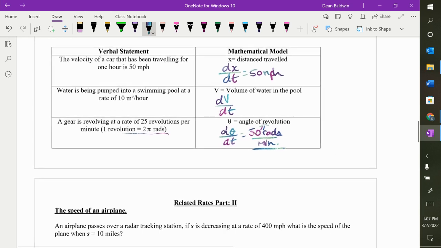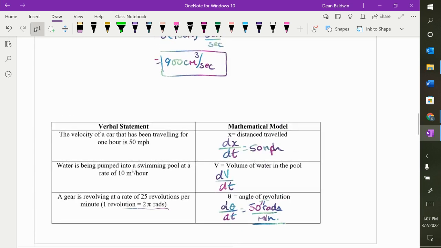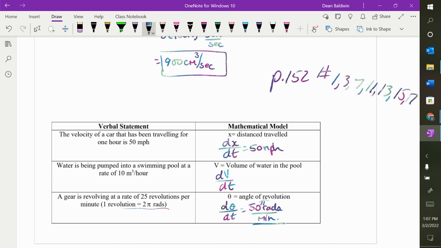All right, here are a couple of practice questions. Page 152: 1, 3, not 5, 11, 13, 15, and 17. And I actually have a feeling I don't want you to do 1, 3, 7.